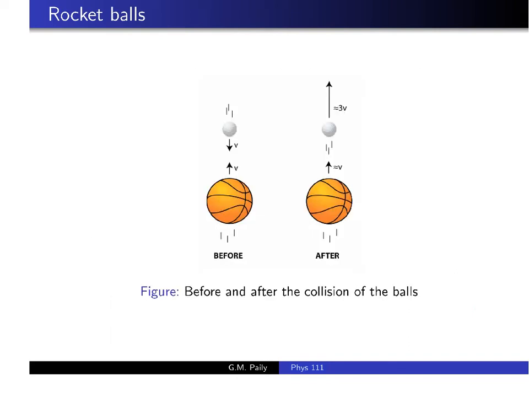So our situation before the collision of the balls was the ping pong ball heading down with speed v and the basketball heading up with speed v. And now after the collision, the basketball is heading up with mostly the same speed, and the ping pong ball has its speed tripled as it shoots up. This can be a pretty dramatic demonstration in real life, which is why the ping pong ball shooting off like that is sometimes referred to as a rocket ball.